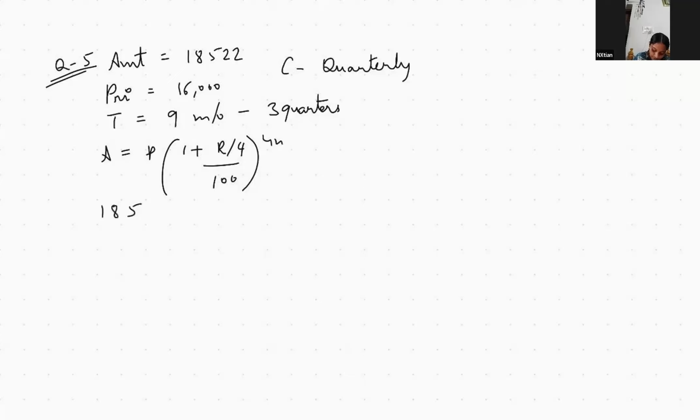18,522. Ma'am, I have a question. How can the quarters be 3? Is it because 3 times 3 equals 9? In a year, there are 4 quarters of 3 months each. Yes, ma'am. But if there are 9 months, then at 3 months each, 3 quarters will be there. Okay.